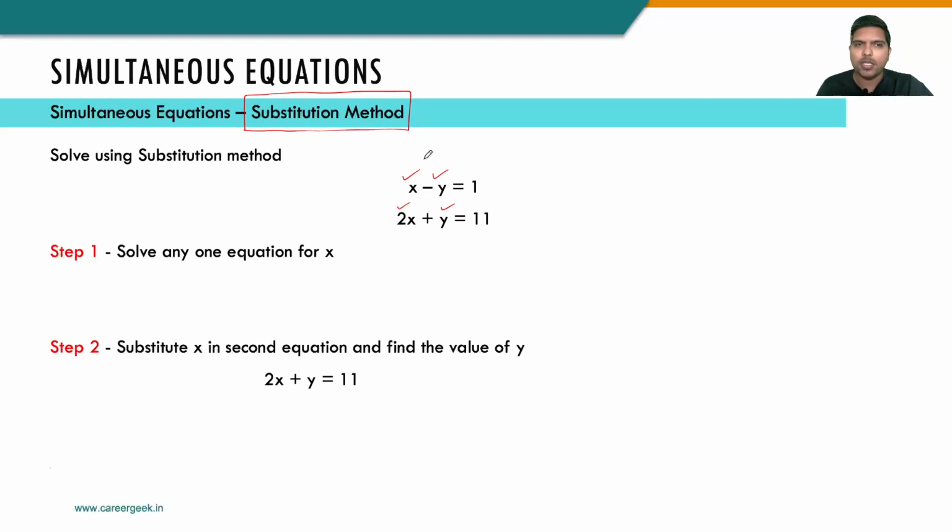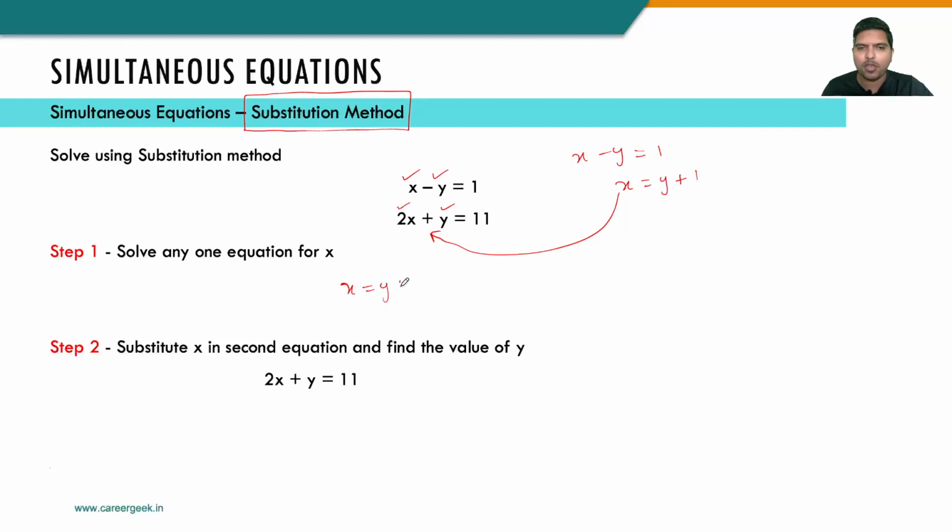Now, as the word substitution suggests, what we do in this method is you find out one variable in terms of the other variable. Let's say I can take y to the other side, becomes x is equal to y plus 1, or add y to both sides. Once we get one variable in terms of the other variable, you substitute that variable in the next equation. Okay, that's step one.